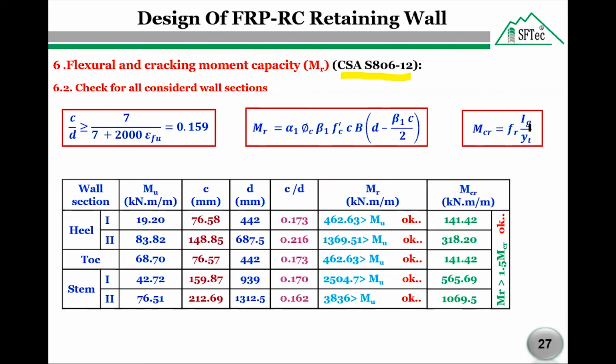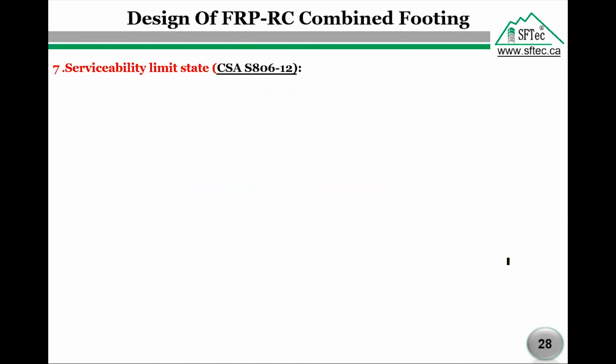And finally, the M crack is calculated for every section, as we have already analyzed. And the flexural moment capacity is checked against 1.5 times the cracking moment. And as we see here in all sections, the moment resistance, or the flexural moment capacity, exceeds 1.5 M crack.